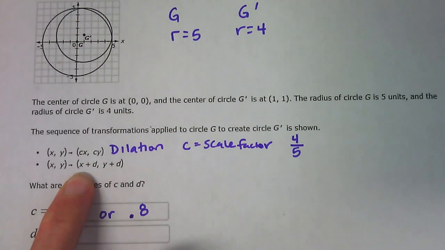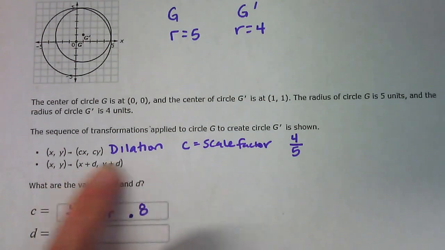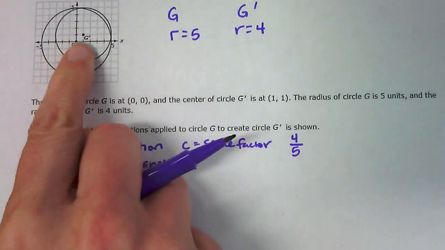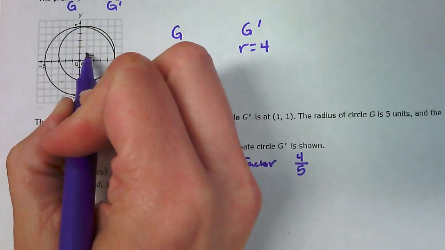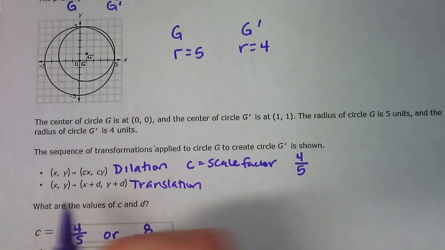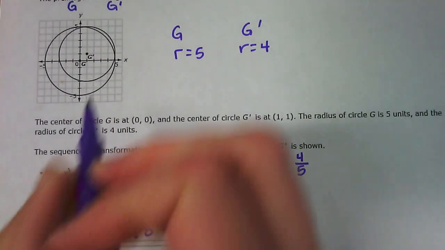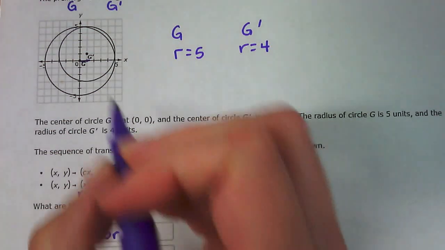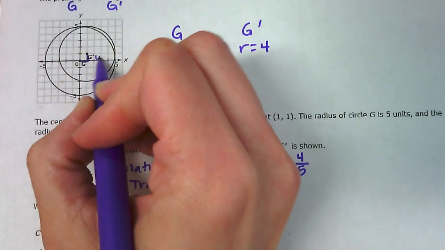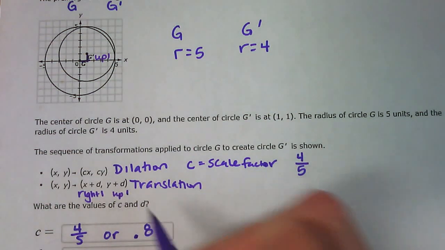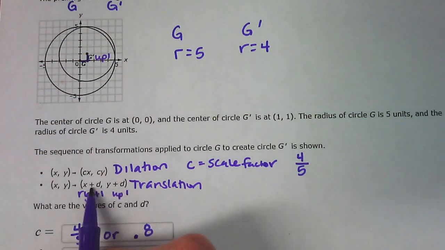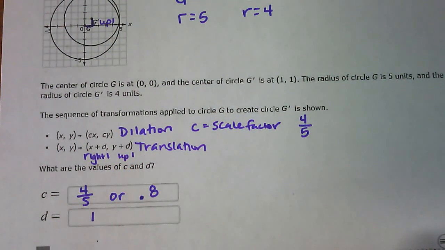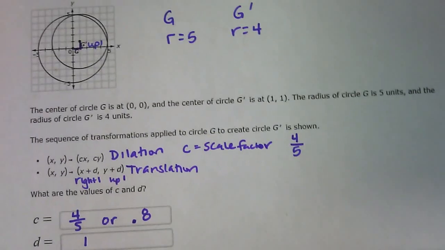Next, it's asking me, how did my center point move? This is a translation. Okay, looking at my graph, I'm going from G to G prime. We always do our left and right first. In this case, it went to the right 1, and then we do up and down, and it went up 1. So both moves were 1 unit, so my D value is going to be 1. I added 1 to X and I added 1 to Y.